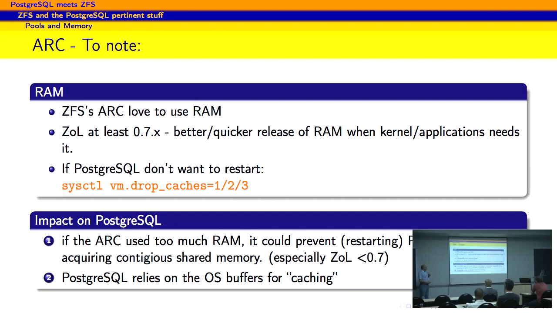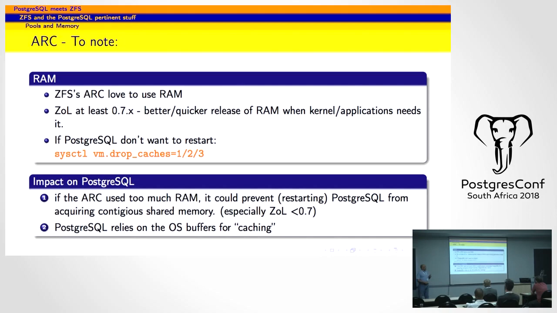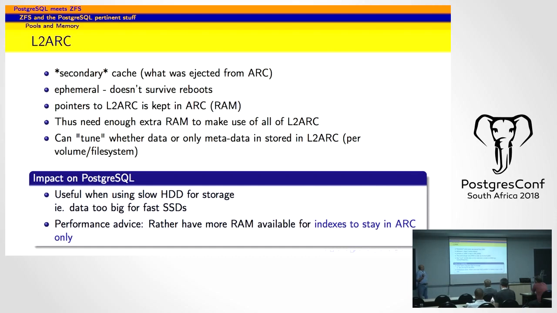All right, as I said, Postgres relies on the OS buffers for caching, and that's the way you need to make sure of the impact that this will have on your Postgres. The other important one is the L2ARC. That's only a secondary cache. The pointers to the L2ARC are kept in the RAM, in the ARC space. From a Postgres perspective, you will use that when you have slower devices where you store your actual data. You then want to use this as a way to do secondary caching for Postgres, and typically only for big stores. The way I've deployed my stuff at this point in time, the size of my database was such that I can have it all sit on SSD storage.